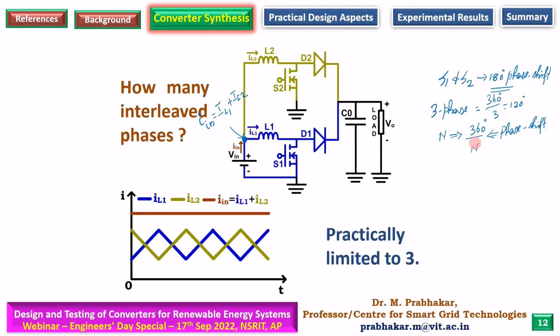The limitation is you can have only 3. Practically, you limit it to 3. This is because you need to use microcontrollers to generate gate pulses. In a microcontroller, the number of independent PWMs is only 3. Of course, nowadays you have FPGA processors.